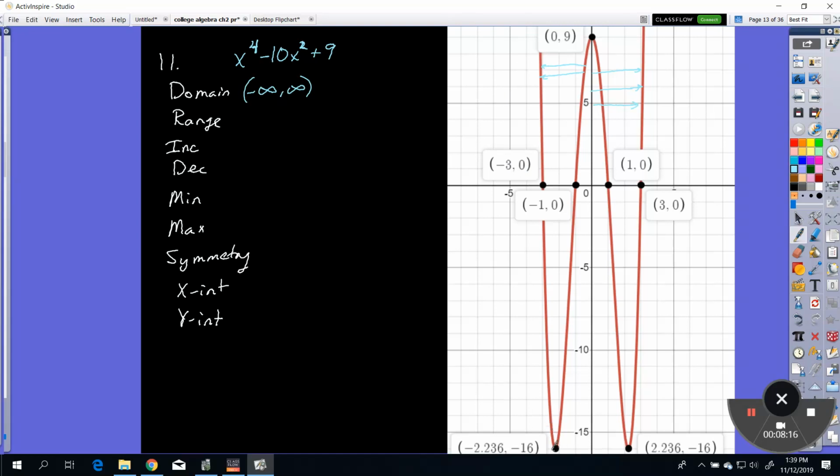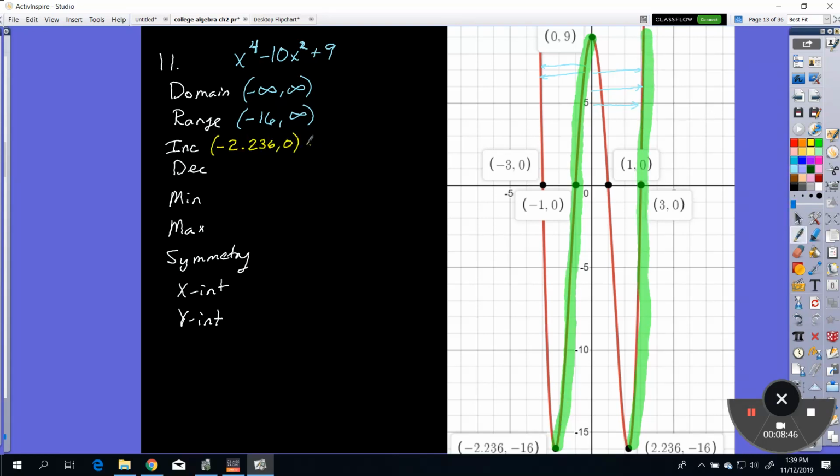Range, it does not go down below -16. But it does keep going up forever. It's increasing. So it's increasing all the way along here, and it's increasing all the way along here. So between which x values is it increasing? Remember, that's the important part, between which x values. So it's increasing between -2.236 and 0.